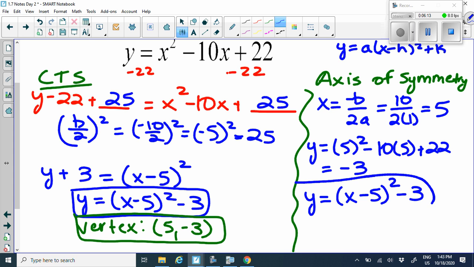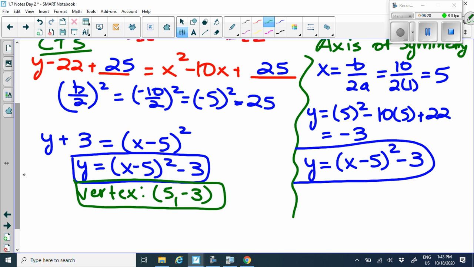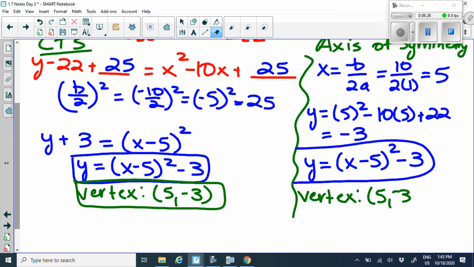And then, of course, since we did find our vertex, which was very easy, we already know that the vertex is at 5, negative 3. So when you use the axis of symmetry, if you want to do the vertex, figure out what that is first, and then just plug it in, you can do that.